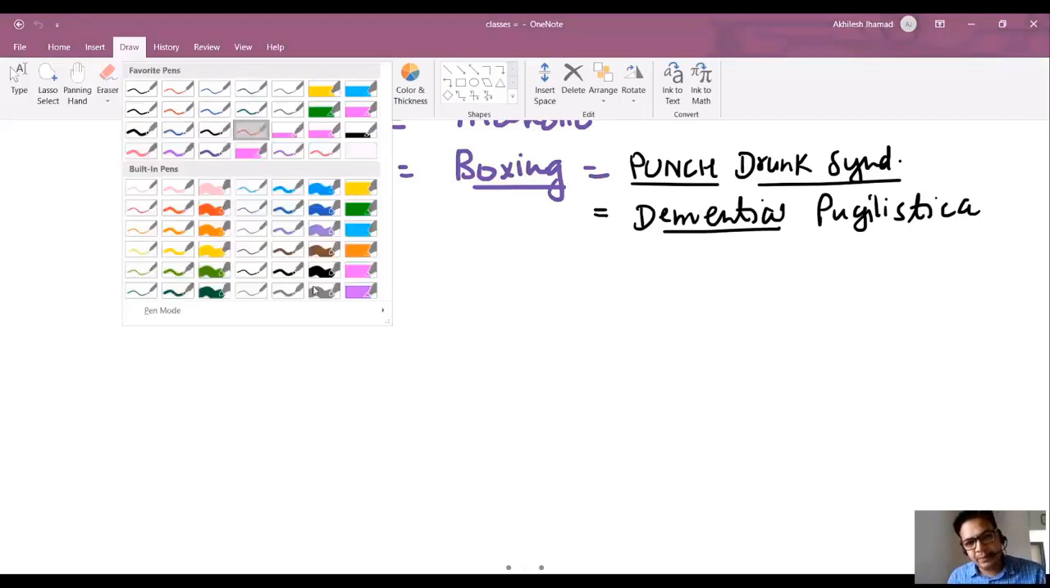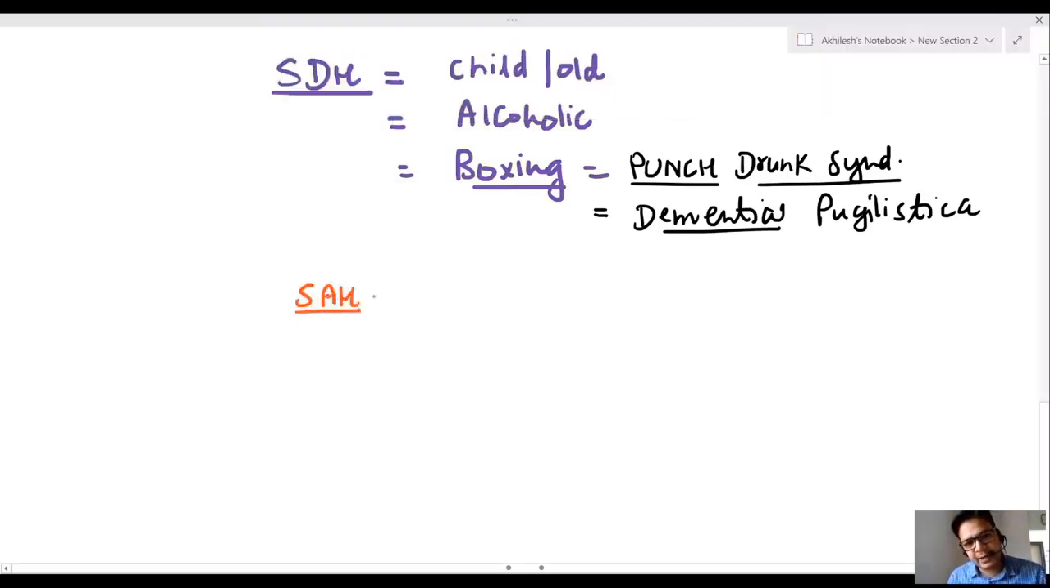Now come to SAH, subarachnoid hemorrhage. It is the most common traumatic hemorrhage. This is subarachnoid hemorrhage. Doctor sahab, thunderclap headache.